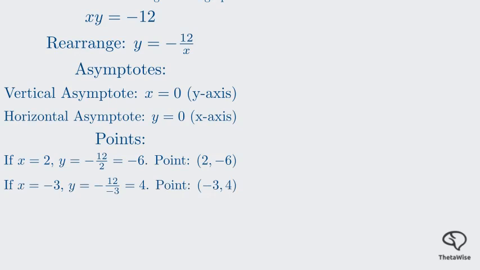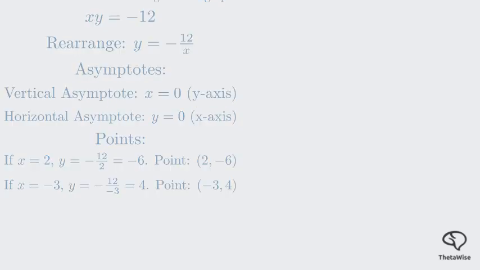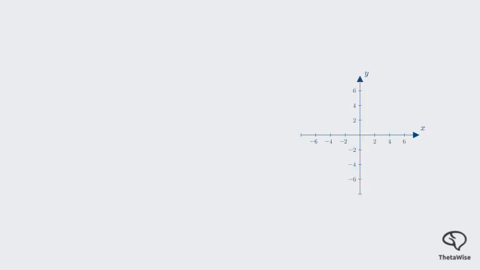So we have the point (2, -6). If x equals -3, y is -12 over -3, which is 4. So we have the point (-3, 4). Now we sketch the graph. We draw our asymptotes, the x and y axes. We plot our points (2, -6) and (-3, 4). Then we draw the two branches of the hyperbola. One branch curves through (-3, 4), approaching the asymptotes but never touching them. The other branch curves through (2, -6), also approaching the asymptotes.